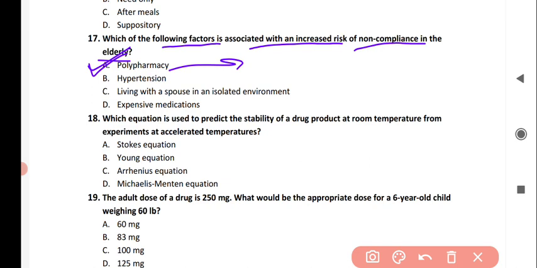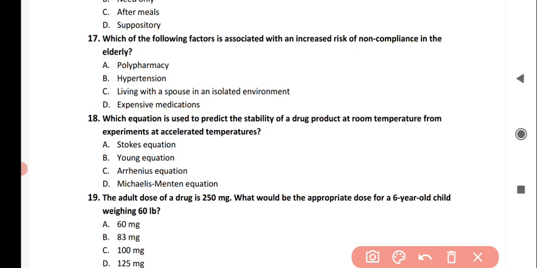The main objective of polypharmacy is to target geriatric patients, or we can say elderly patients, who are suffering from one chronic disease with the possibility of concurrent comorbidity, where several other diseases may also have affected the patient. So option A will be correct for this question.